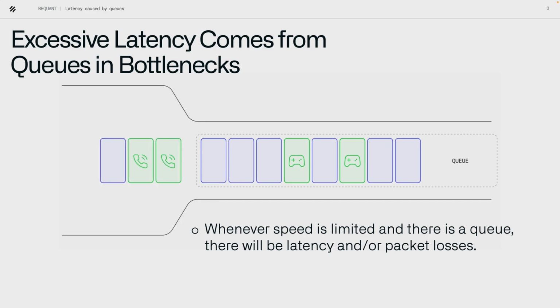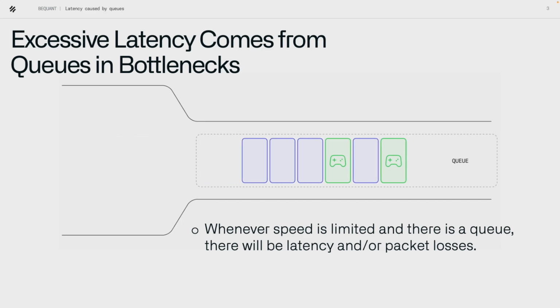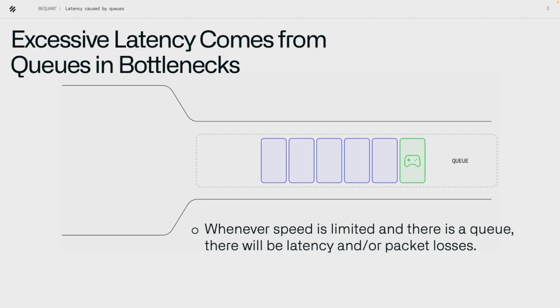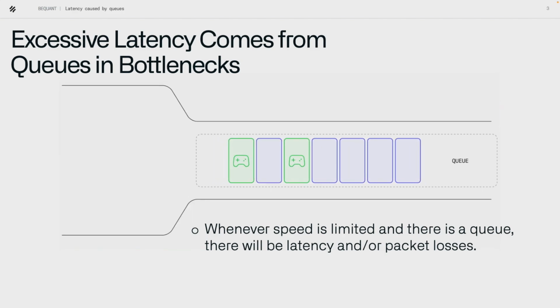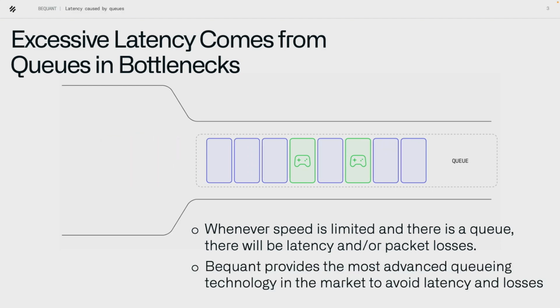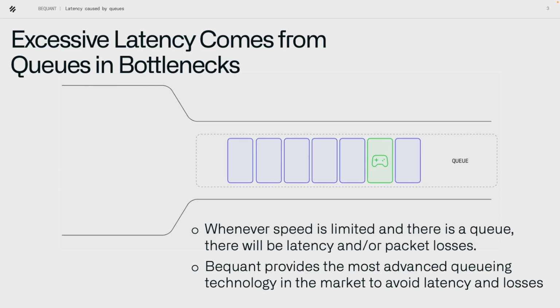Now the queue can in many cases be overrun. There can be more packets coming than the queue can hold, and then you will have packet losses. So Bequant provides the most advanced queuing technology in the market to avoid that excessive latency and losses in these situations.